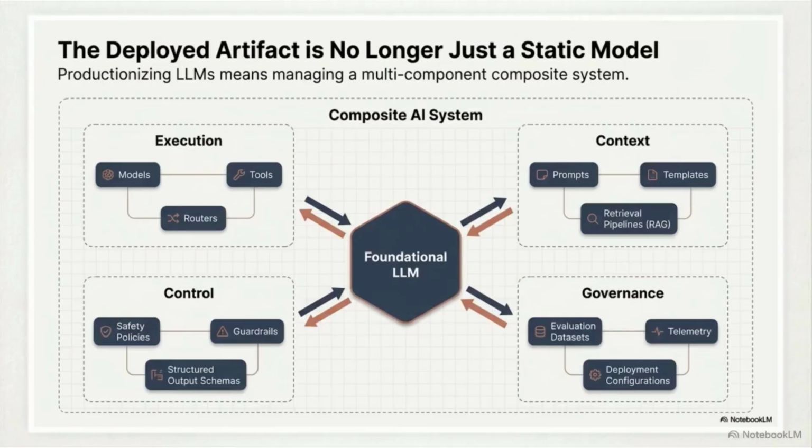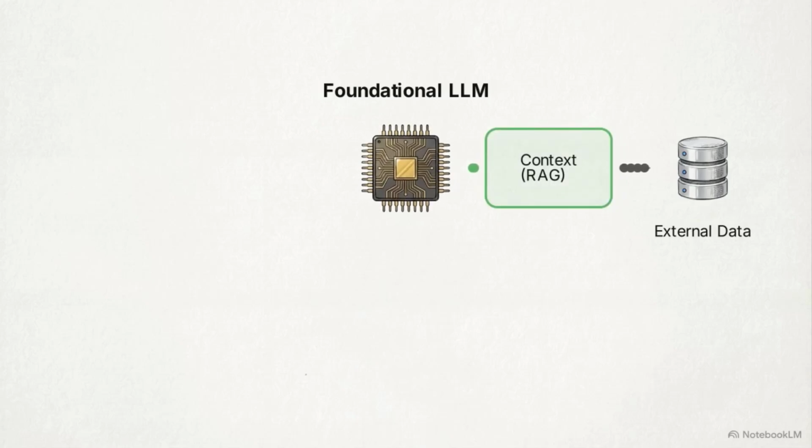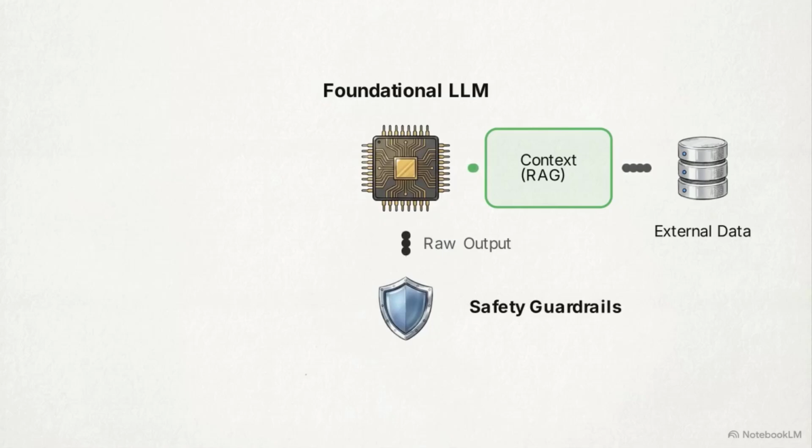This diagram illustrates the reality of production deployment. We must manage a multi-component composite AI system surrounding a foundational core. We cage the model safely using specialized modules. On the right, context modules feed the model specific facts using RAG. RAG, or Retrieval Augmented Generation, is a pipeline pulling external data into the prompt before the model answers. On the bottom, control modules apply strict safety guardrails to filter the text.